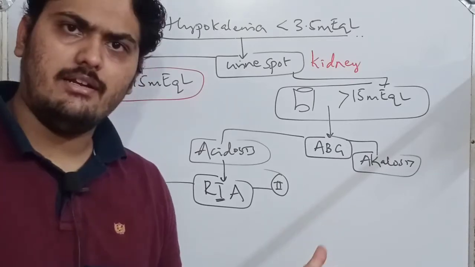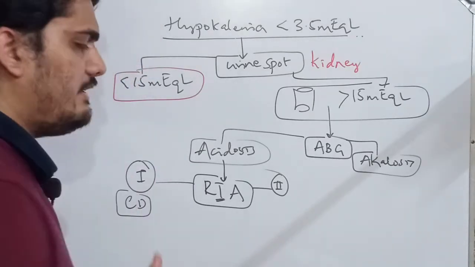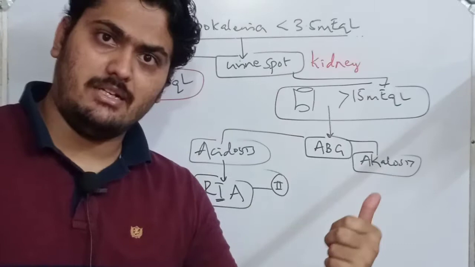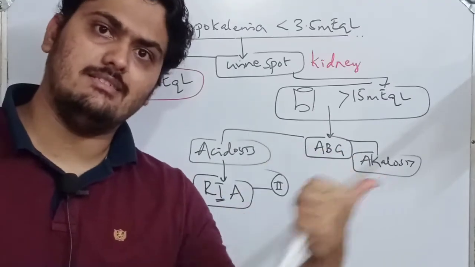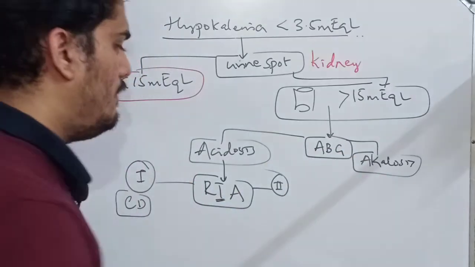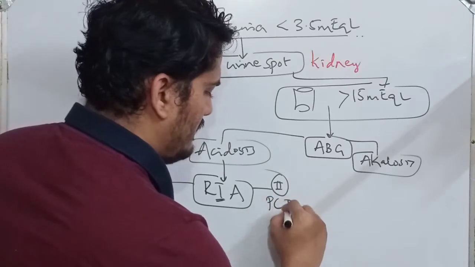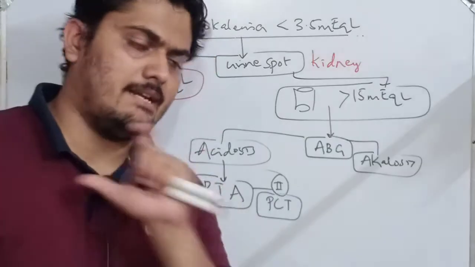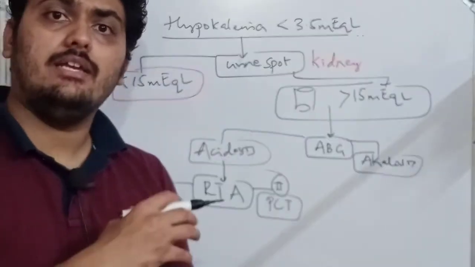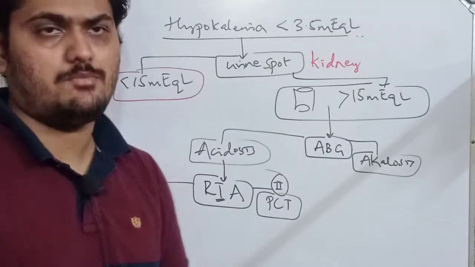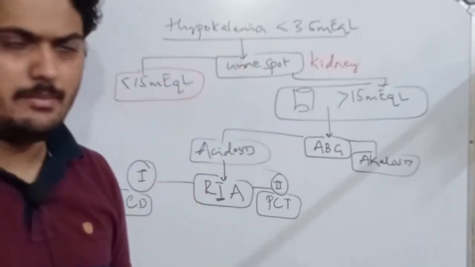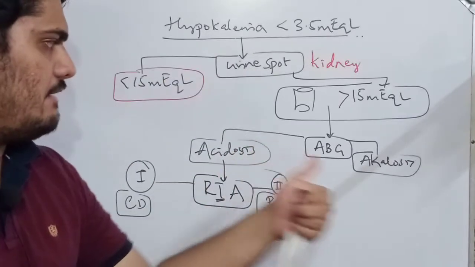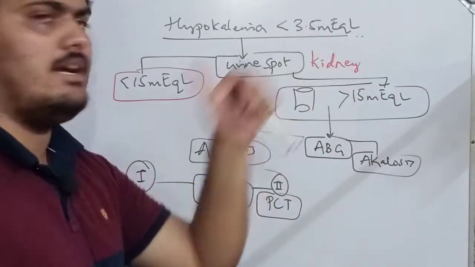So in RTA type 2, what happens? In RTA type 2, the distal segment, that is the collecting duct and the later DCT part, is completely normal, but the problem here is the PCT. The pathology lies in the proximal segment of the nephron, leading to inefficient or incomplete reabsorption of the electrolytes, leading to hypokalemia.